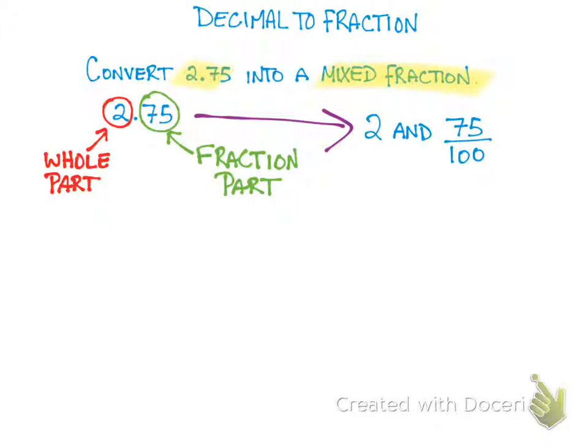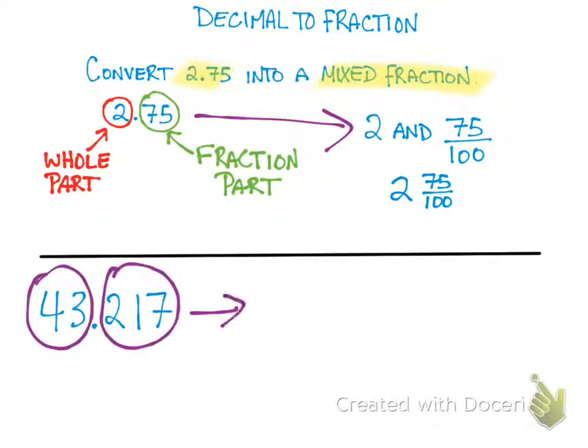It's over 100 because the number 5 in 75 is in the hundredths position. But this is just 2 and 75 hundredths. So this is how we write this decimal as a mixed fraction.